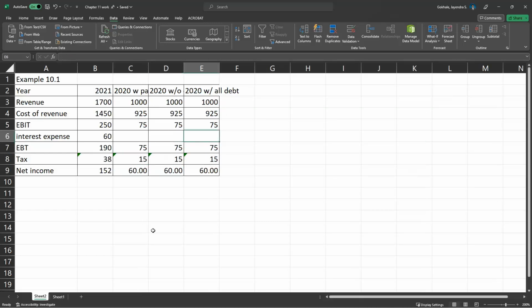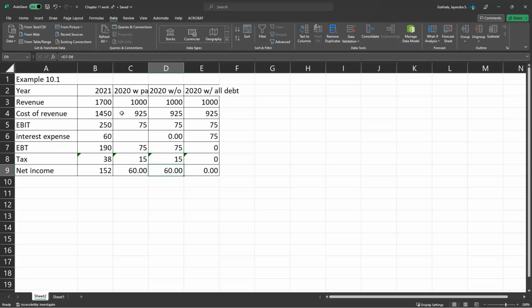So with all debt, the net income has to be 0. So how much should the interest expense be? Well, all of the 75. So if we spend $75 on interest, our earnings before tax is 0, tax is 0, and net income is 0. Now here, in this column, we have to make our interest expense 0. So this is without any debt. So with no debt, we only pay our stockholders $60.